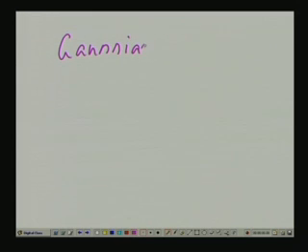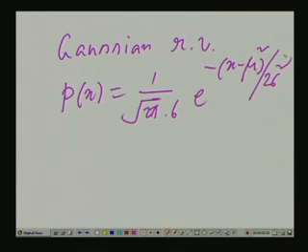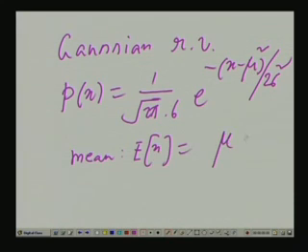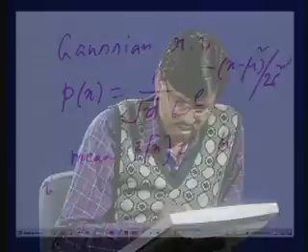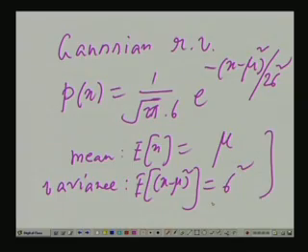Another very important class of random variables is the Gaussian random variable. RV for random variable. Here p of x is given by this formula with sigma. For this function, the mean, that is E of x, will be given by this parameter mu, and the variance, that is E of x minus mu whole square, is actually given by sigma square.